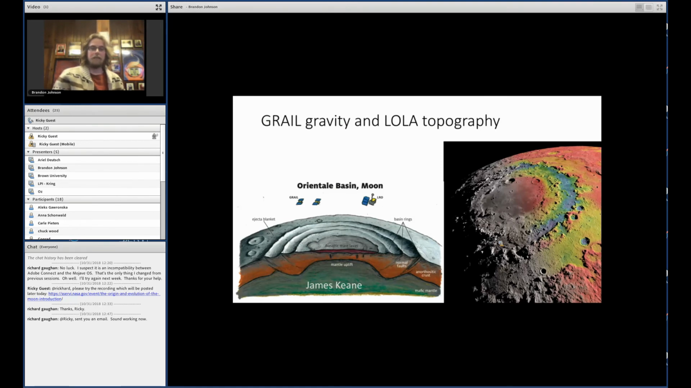But that added constraint, I think, is the reason that we've been able to better understand the formation of these basins, because we know how crust was redistributed during the impact, and so we know what the final state of the basin should be like, and that really is the important keystone in being able to try to understand the formation of these basins.